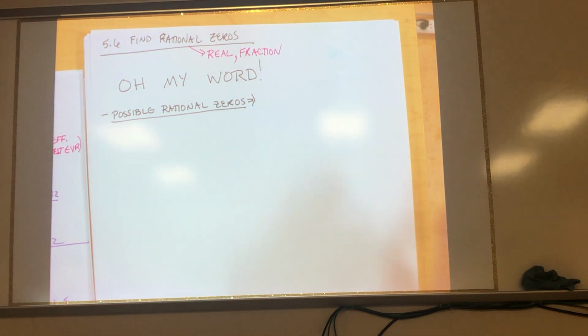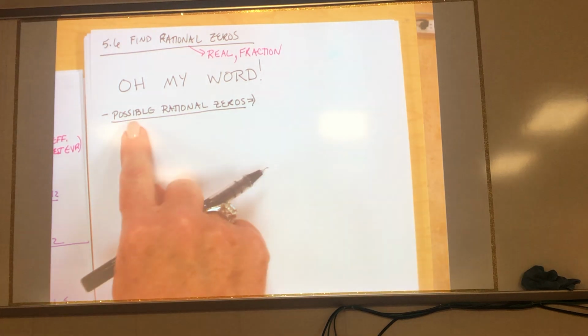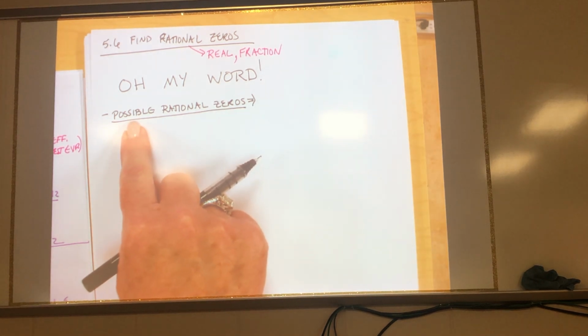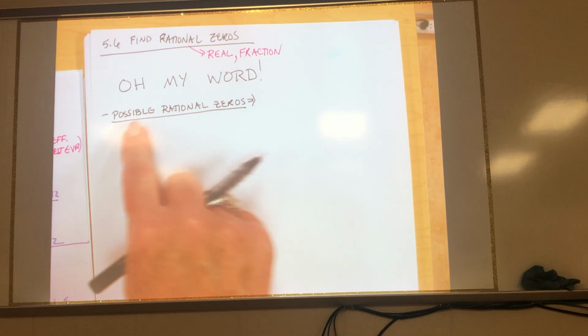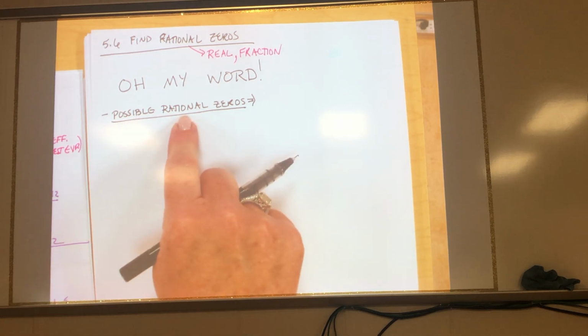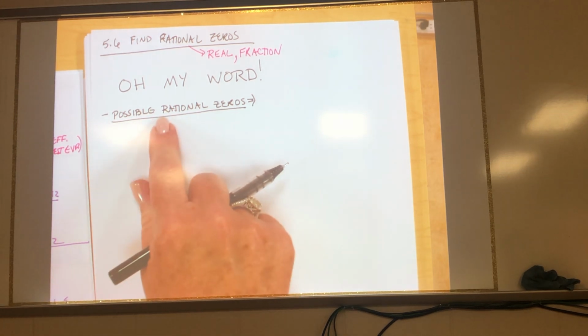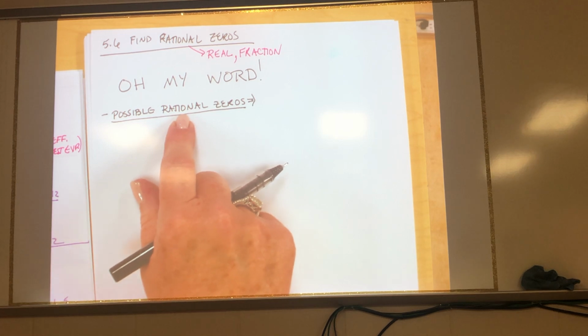Now, does this mean that all of these will be zeros? No, it means they could be. But here's what it does mean. It means that if they have rational zeros, they'll be in my group, okay? If your equation has rational zeros, they will be in my group. And I'll show you some fast ways to check, okay? A couple of secrets, and then it won't be so bad, all right?